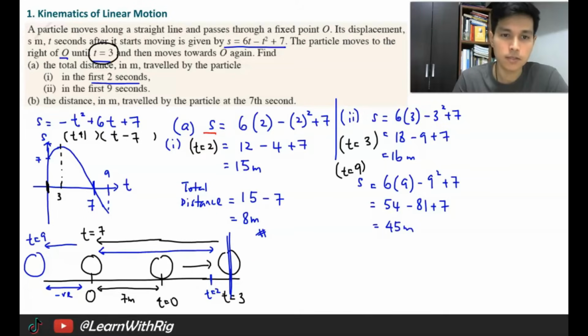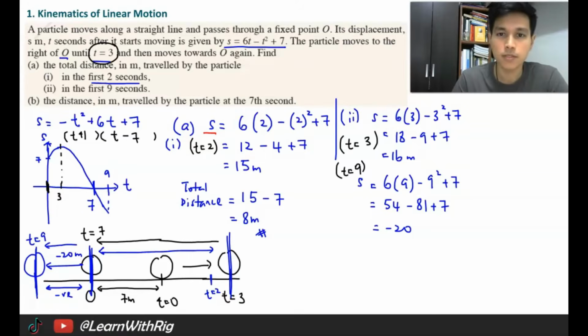So 45 meter is, hey, wait a minute, did I get 45 meter? No, you shouldn't get 45, my bad. It should be a negative value. It should be negative 20, sorry. Too fast. So it's a negative 20. So that means from original here all the way to 9, at 9 seconds, it has traveled negative 20 meter because it's moving to the left.